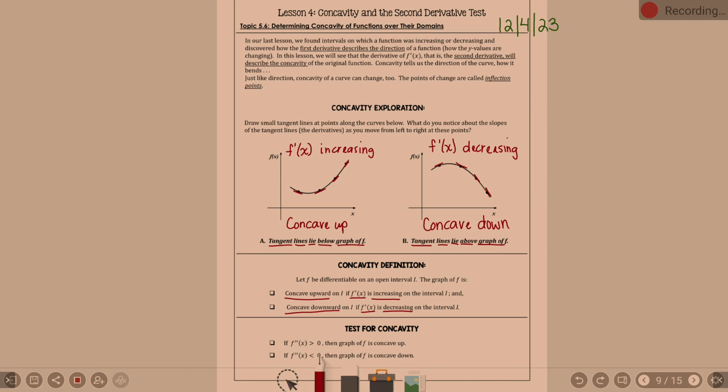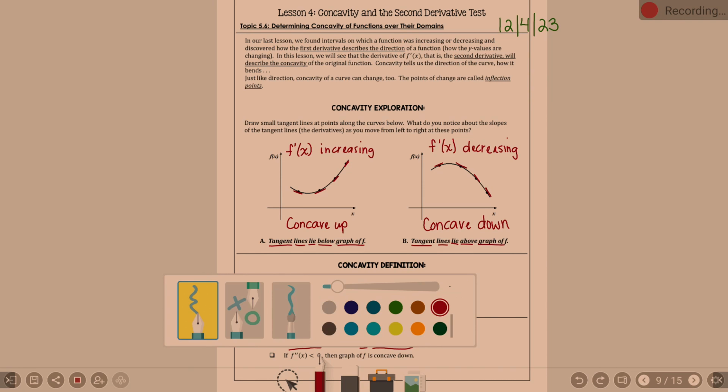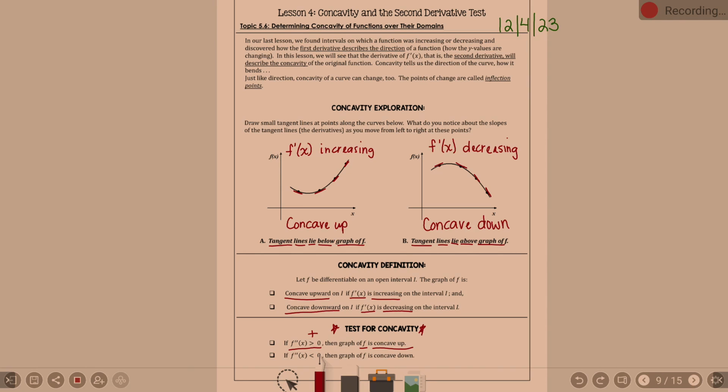So what we will focus on probably more than anything here is the test for concavity, and I've talked about this previously. If the second derivative is greater than 0, so if the second derivative is positive, then the graph of f is concave up. If the second derivative is less than 0, being negative, then the graph is going to be concave down.